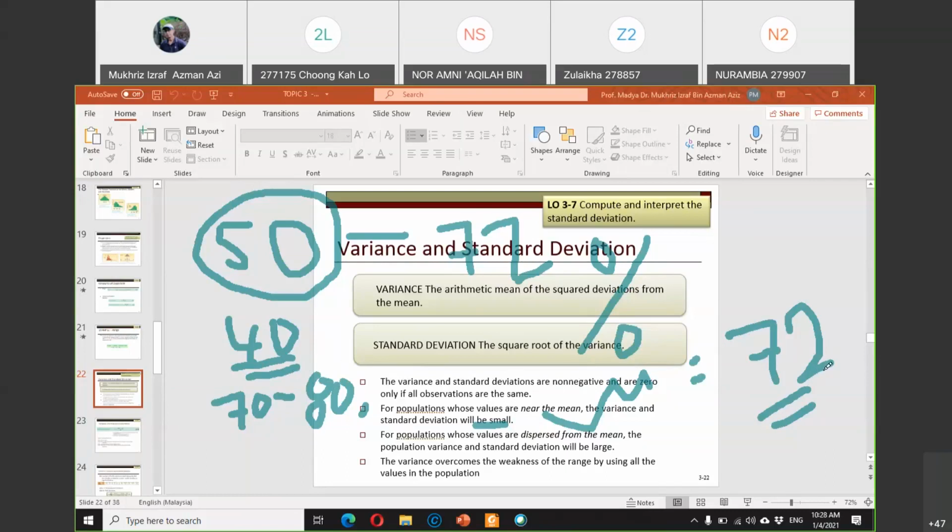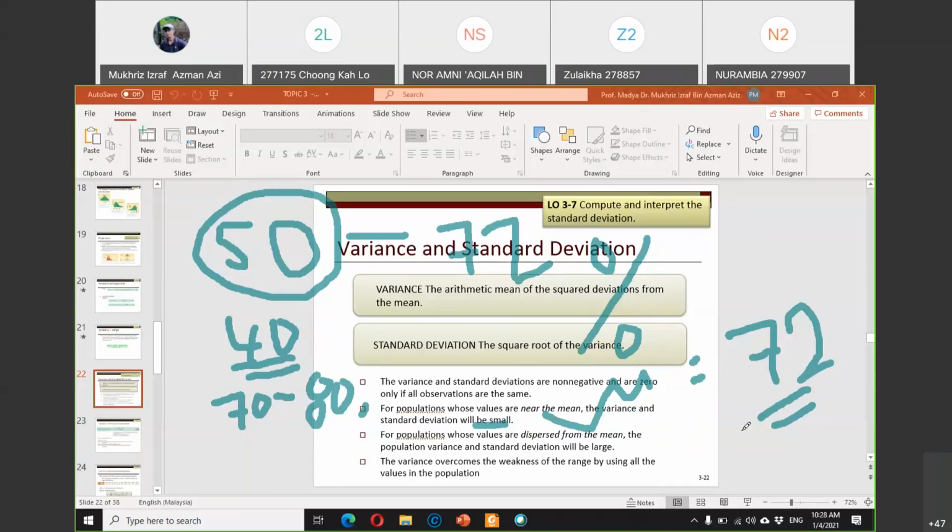Once you get the mean and you look at the data, from student number 1 to student number 50, if most of the individual student marks are very close to the mean, then we know that the standard deviation and the variance will be small, because it shows that the data, the grade, is not dispersed.